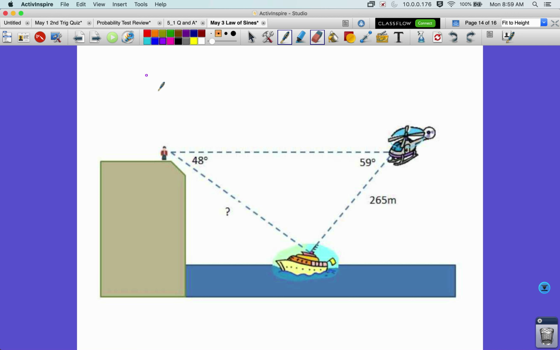You don't even have to label these. You can just say, so I'm solving for length, so let's put lengths on top. 265 over sine of 48 should equal question mark over sine of 59. You just do sine of an angle and its opposite side length, sine of an angle and its opposite side length. Those ratios in any right or any triangle, non-right or otherwise, should be the same. And now we just multiply sine of 59 to both sides.